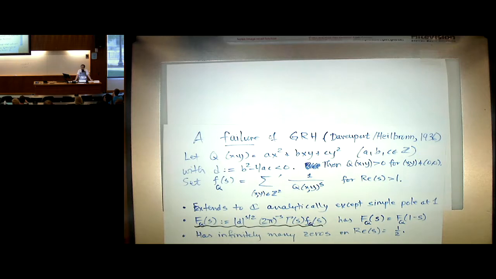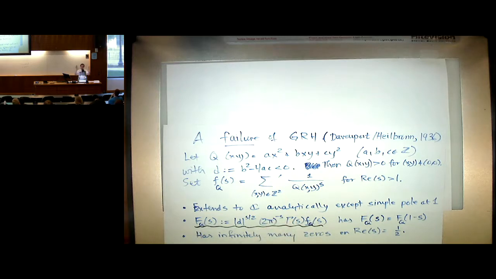You can extend it to the whole complex plane, and you get a simple pole at 1. Otherwise, it's analytic, so it looks very much like the Riemann zeta function. And if you complete it by multiplying by gamma of s, not s over 2, gamma of s, 2 pi to the minus s, where is this coming from?